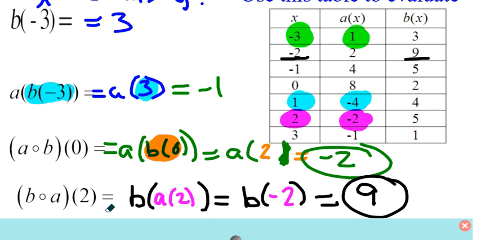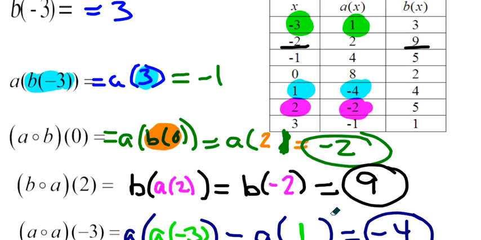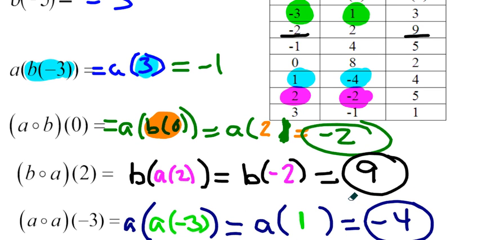So I started here with a of 2, so I went to the x value being 2 and found a of 2 to be negative 2, so I replace a of 2 with negative 2. Then I find b of negative 2, so I go to negative 2 for the x, and I go over here to the b function. I find that answer is 9. And I got negative 4 for the bottom one. So I start with finding a of negative 3, so a of negative 3 is 1, and then a of 1 is negative 4.